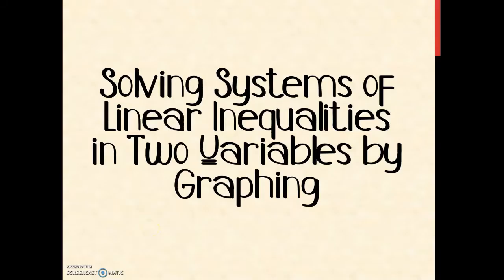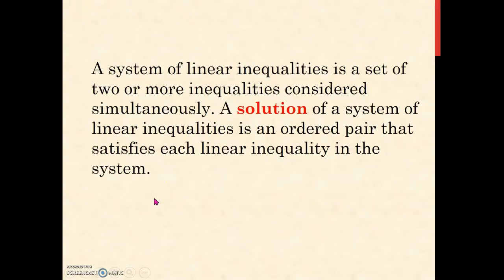Good day, math learners. Today we'll talk about solving systems of linear inequalities in two variables by graphing. So a system of linear inequalities is a set of two or more inequalities considered simultaneously. A solution of a system of linear inequalities is an ordered pair that satisfies each linear inequality in the system.